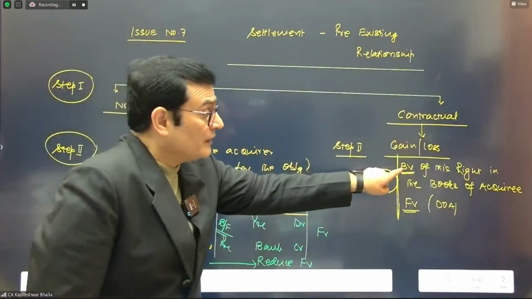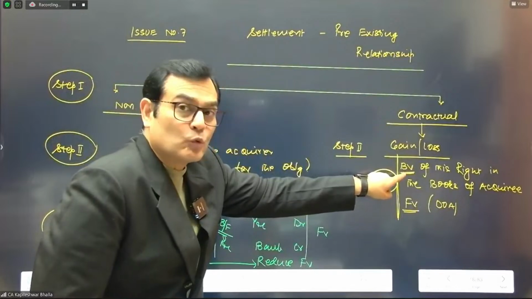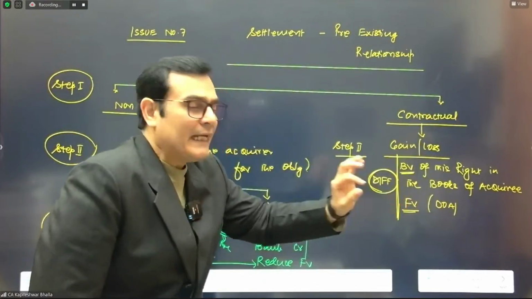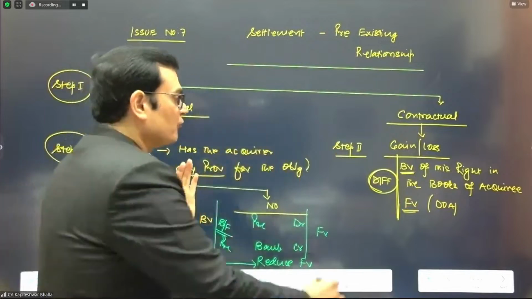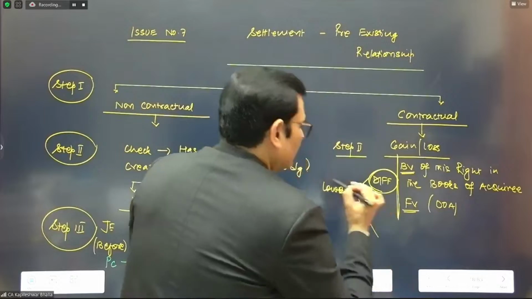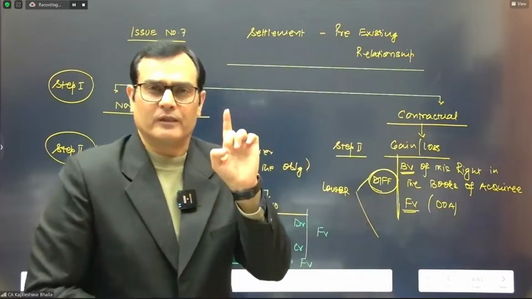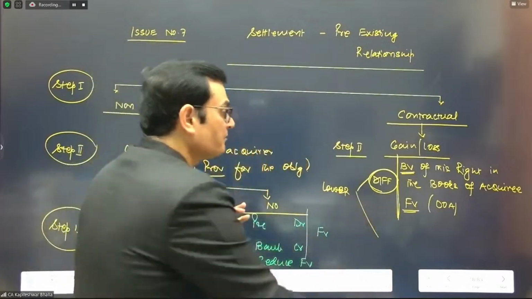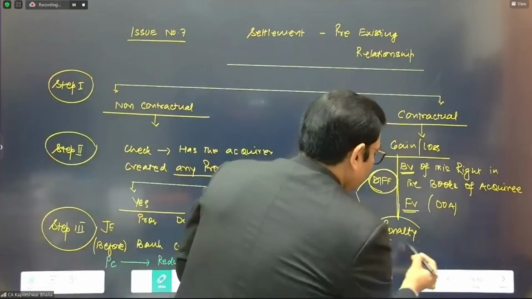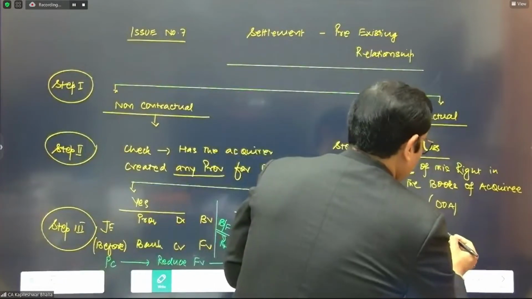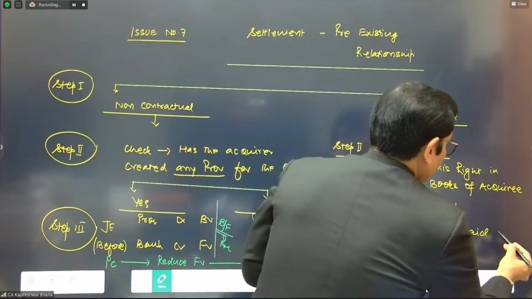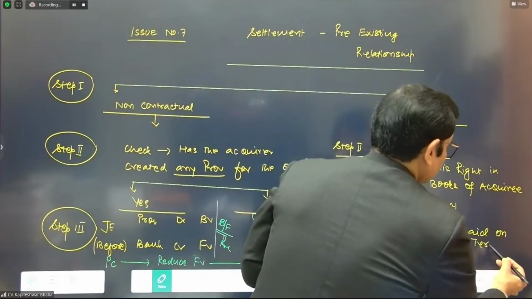So let me consider the book value of this right in the books of the acquiree and the fair value of this right and get the difference. So you need to consider the lower of the difference, number one, and the penalty to be paid on termination.